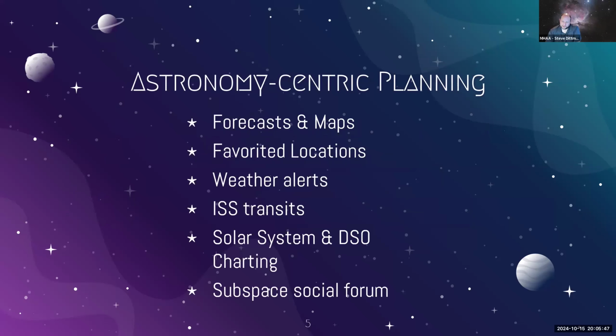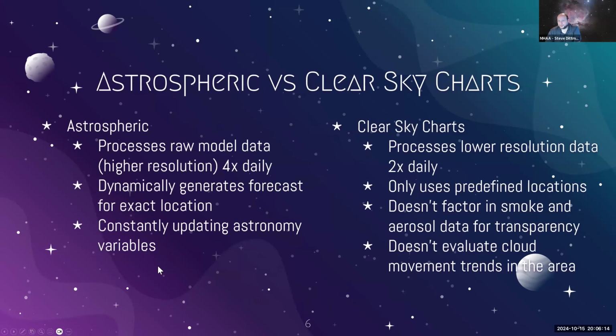Some of the information at a high level that it covers are forecasts and maps. You can favorite locations to make it easier to check out different spots that you're not living in at that moment. You can get weather alerts for those locations. It'll show you the ISS transits. You'll get solar system and DSO charting if you want to plan out within the application when the different targets are going to be higher in the sky. And then there's also a social forum, but it's got a myriad of other useful information as well.